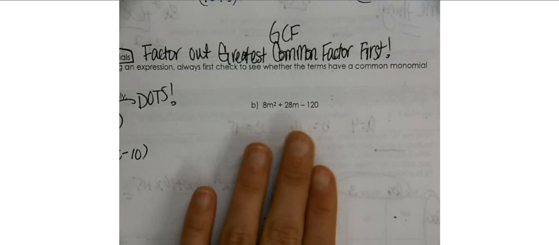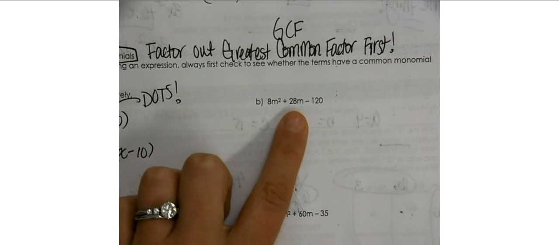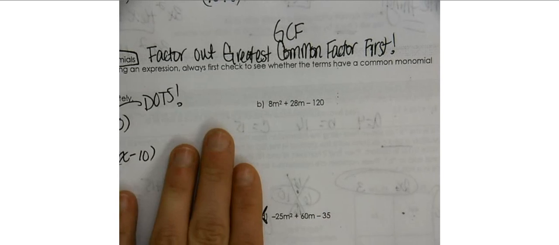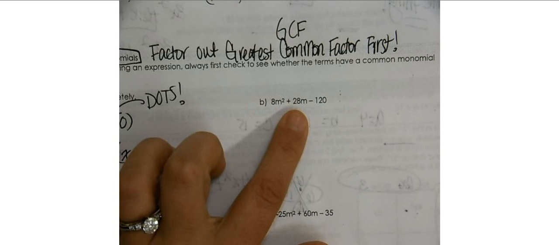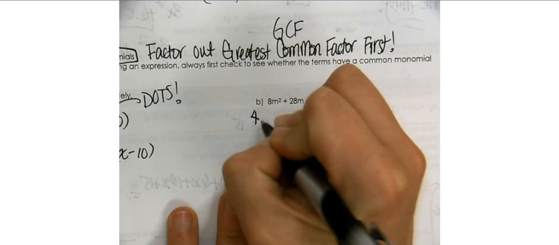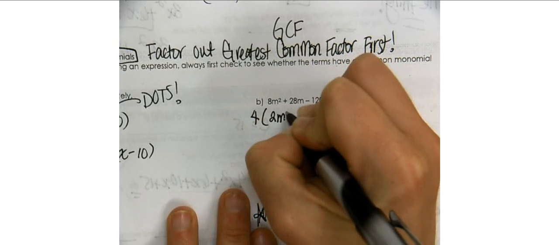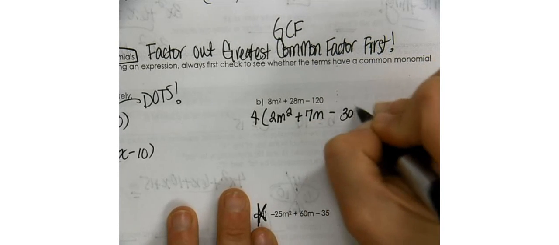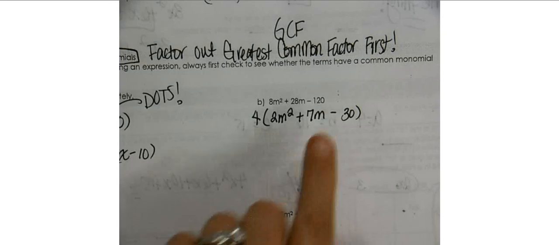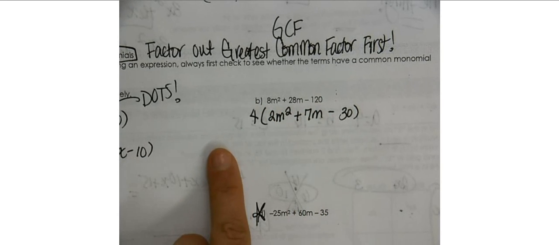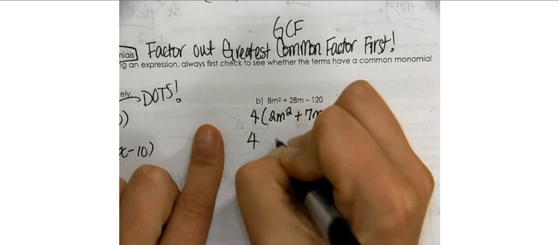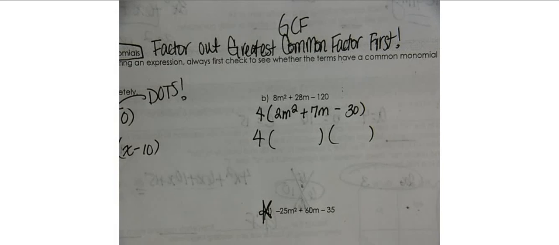And in this case, 8 is divisible by 4, 28 is divisible by 4, and 120 is also divisible by 4. Now, unfortunately, 8 can't go into 28 evenly, so we know that 4 is going to be our greatest common factor. So our leftovers is going to be 2m squared plus 7m minus 30. So what I did is I took all of these terms and divided it by the number 4, and that's how I got the inside of my parentheses. Now, 4 is part of our final answer. We ignore it, but we don't forget it.